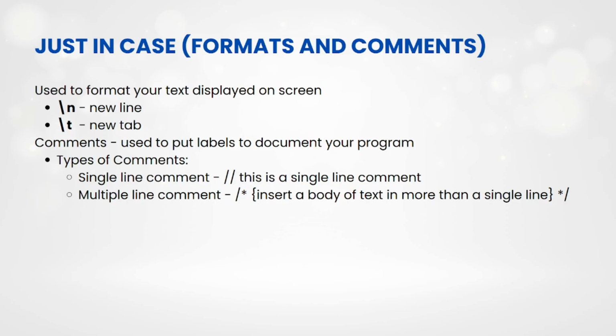Just in case, before we dive into variables and data types, we have formats and comments. Formats help us control how text appears on the screen. For example, if I want to move to a new line, I use \n. If I want to add tab space, I use \t. Comments are notes we leave in the code to explain what's happening. They don't affect the program's execution.